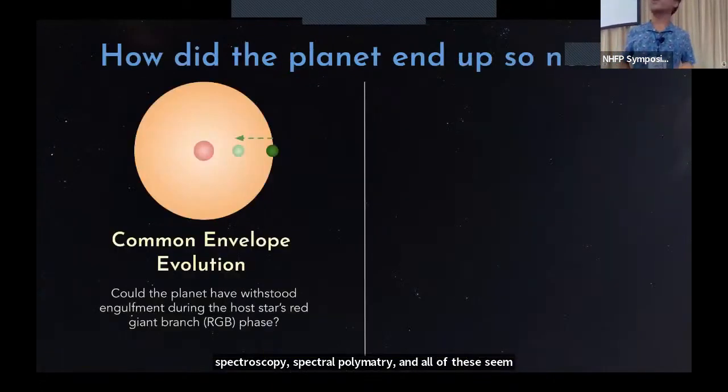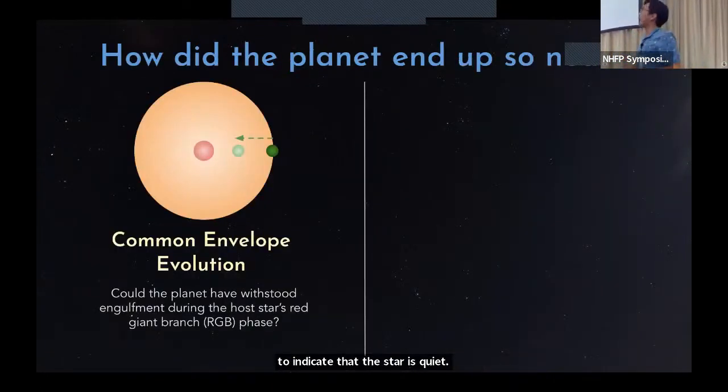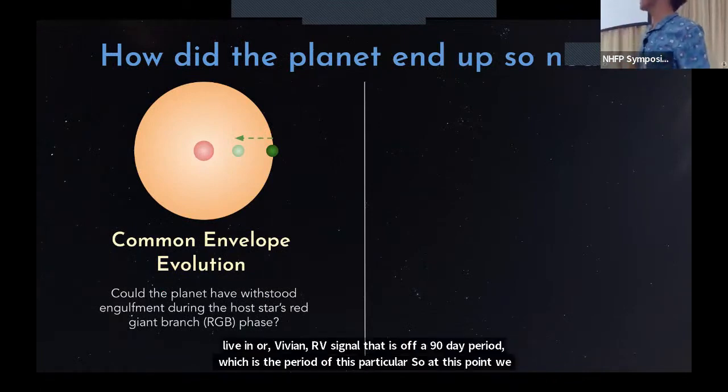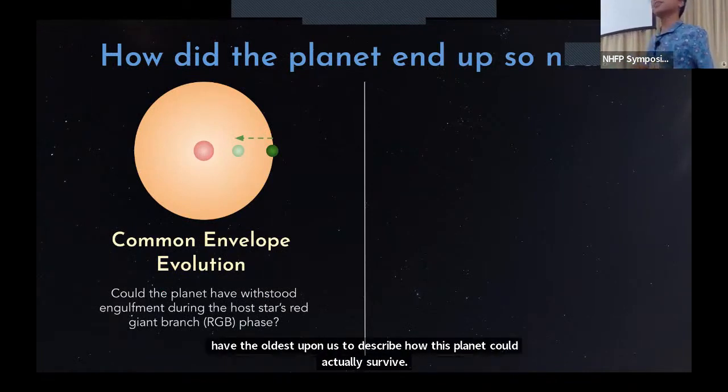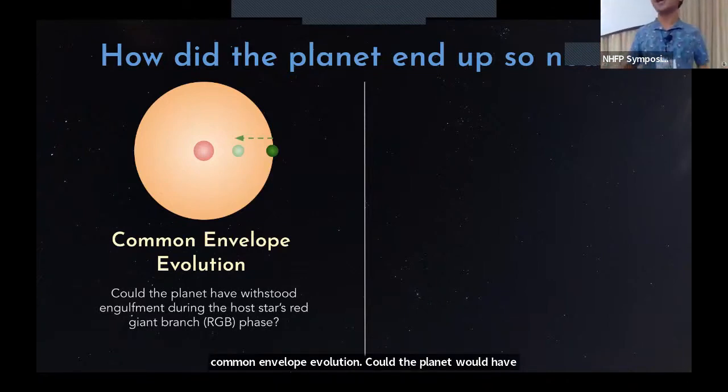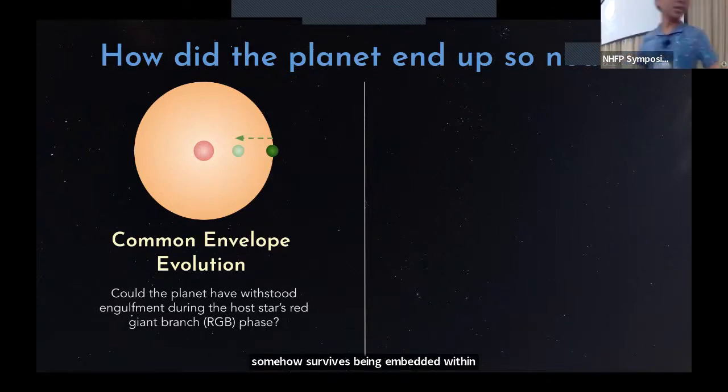So at this point, the onus is upon us to describe how this planet could actually survive. There are a few schools of thought. The first could be common envelope evolution. Could the planet have somehow survived being embedded within the envelope as the star evolved up the giant branch?